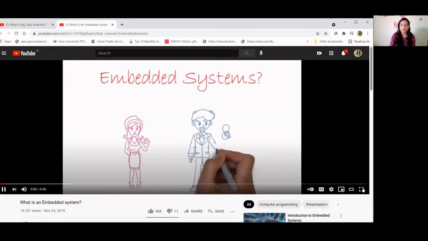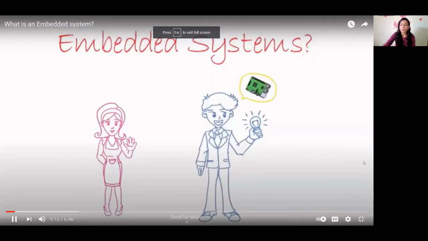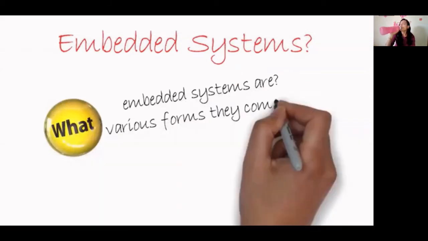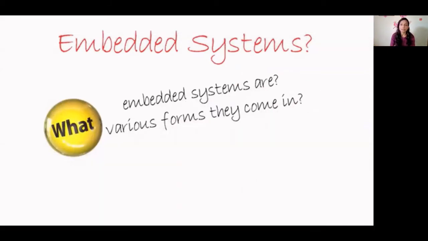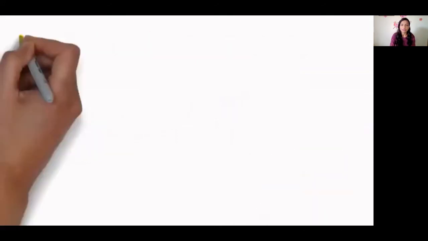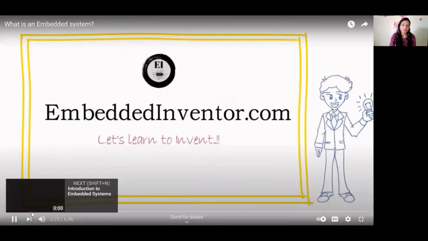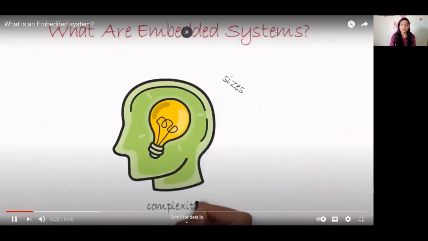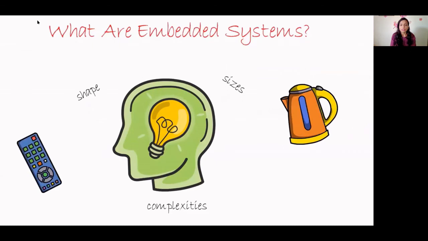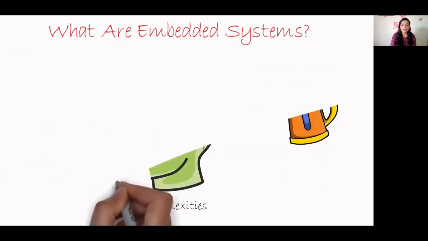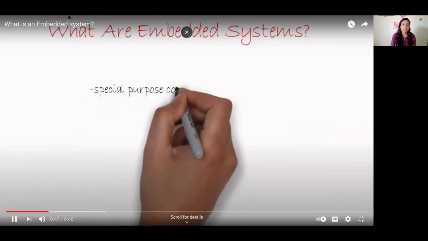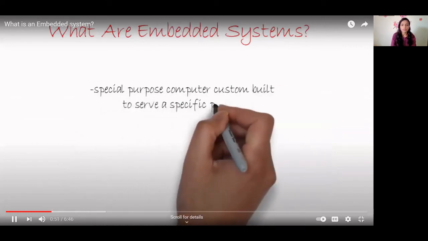What exactly it means, then you have come to the right place. In this video, I will show you what embedded systems are and what forms they come in. Are you ready? So let's begin. Embedded systems come in a wide variety of sizes and performance. Let's try to get a basic understanding of what an embedded system is and how to classify them. A simple definition would be: an embedded system is a special purpose computer, custom built to serve a specific purpose.